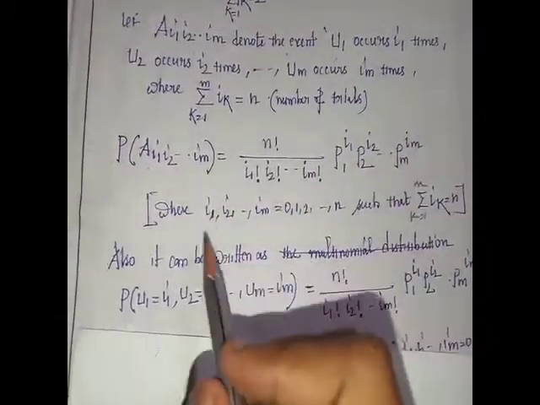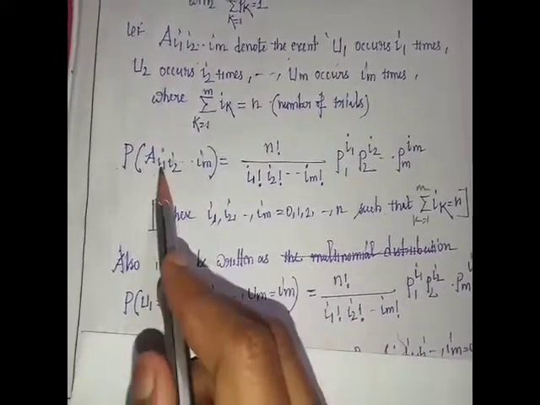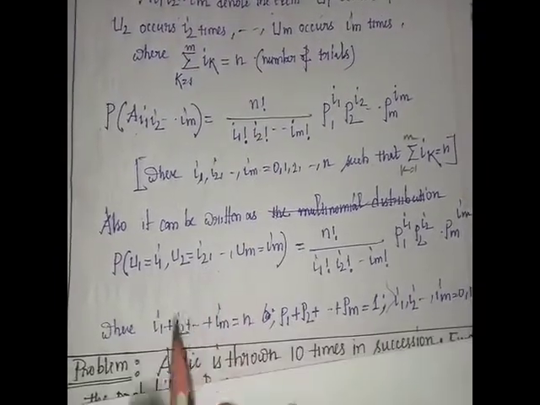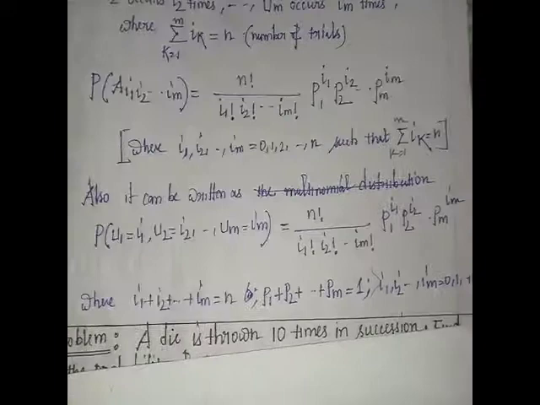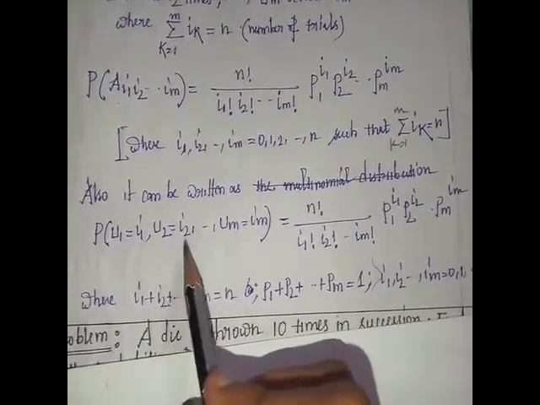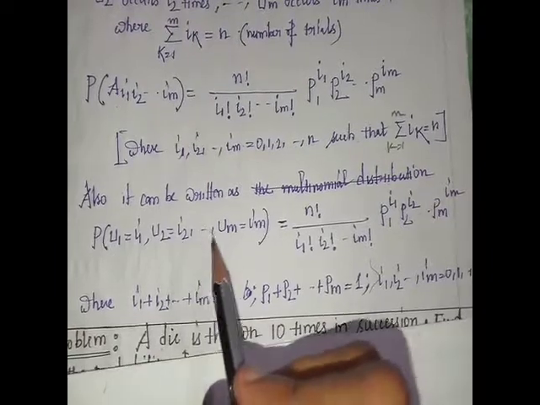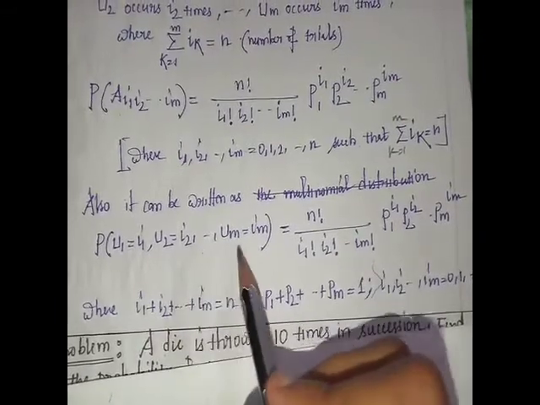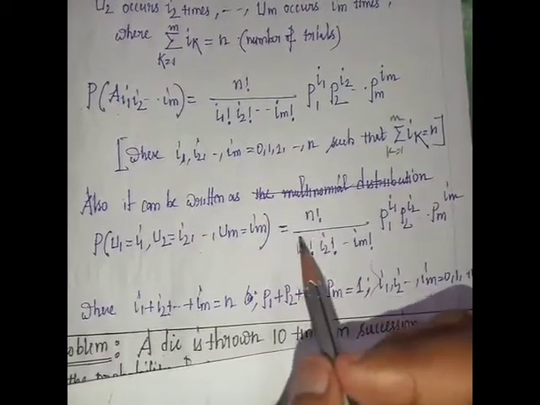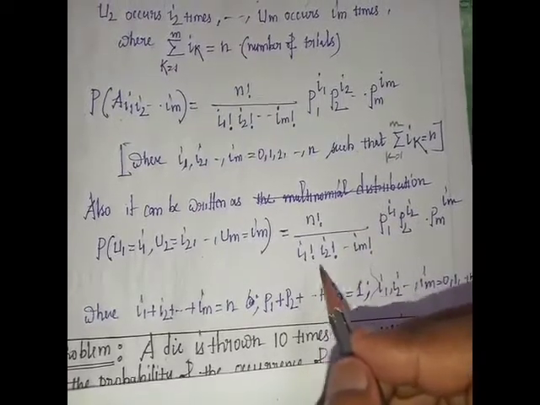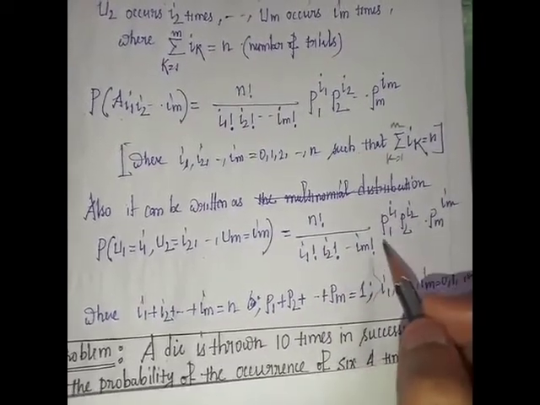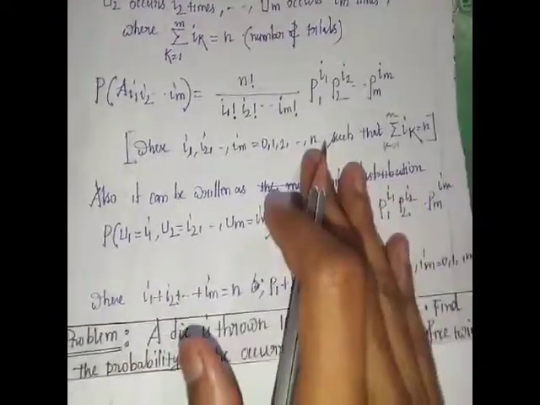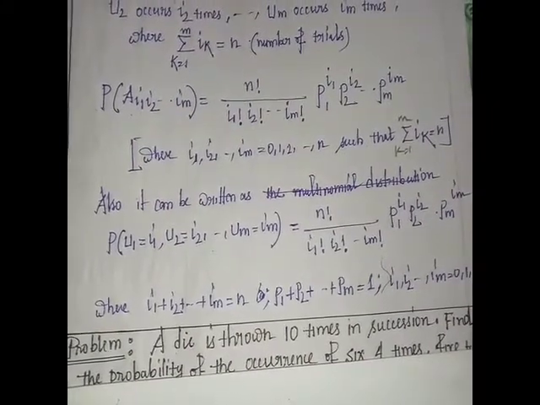It can also be written as the probability that u1 equals i1, u2 equals i2, up to um equals im, where u1 occurs i1 times, u2 occurs i2 times, up to um occurs im times, equal to n factorial divided by i1 factorial, i2 factorial, up to im factorial, times p1 to the power i1, p2 to the power i2, up to pm to the power im. This is the formula for multinomial distributions.